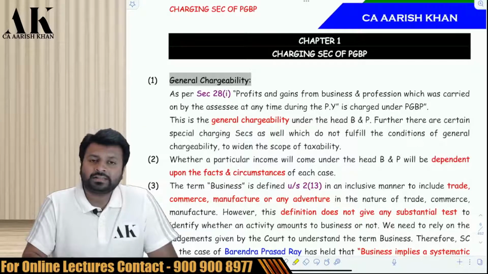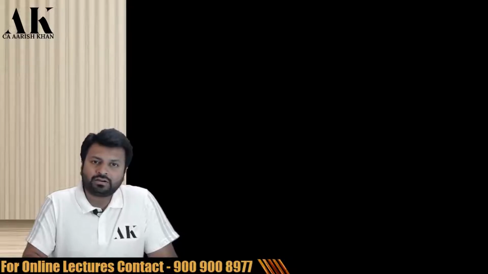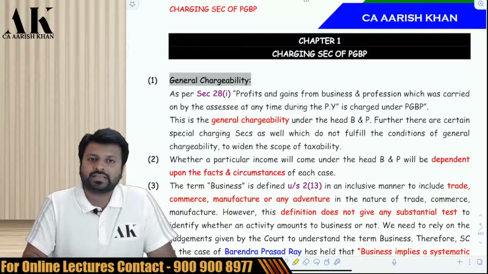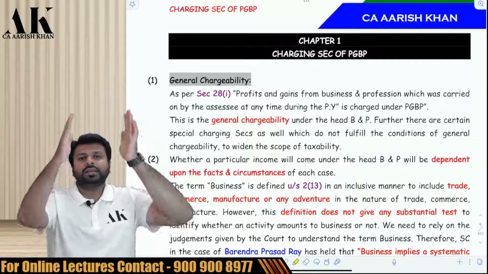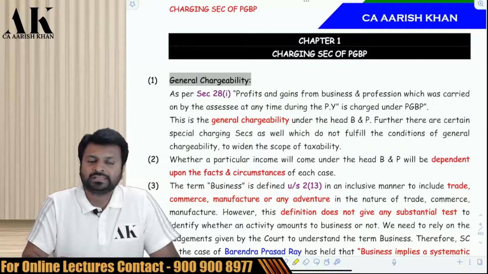Then after that, there are some clubbing provisions which come from section 60 to 64. Then comes set off and carry forward under chapter 6 of income tax law, which starts from section 70 and ends at section 80. Then comes the last part of your computation of income, that is chapter 6A, which starts from 80C and ends on 80U. So this is how the income computation is done generally by an assessee.